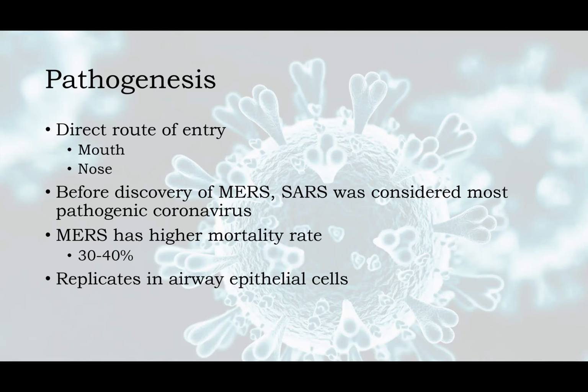Examples of those being hugging, sharing eating or drinking utensils, talking to somebody within 3 feet versus the 6-foot social distance that we're going through now, as well as direct touch with somebody else. Before the discovery of MERS, SARS was considered to be the most pathogenic coronavirus. The MERS mortality rate is about 30 to 40%. SARS was only about 10%. And this virus does replicate in airway epithelial cells.